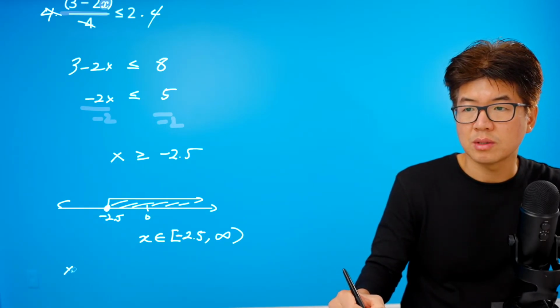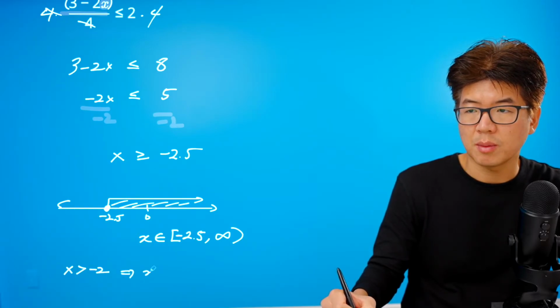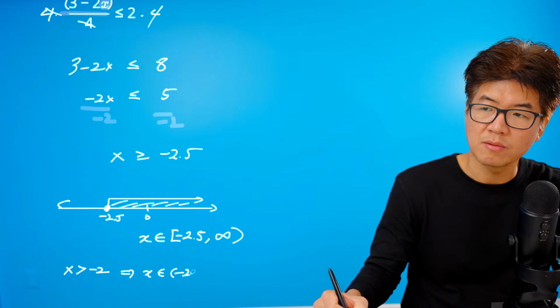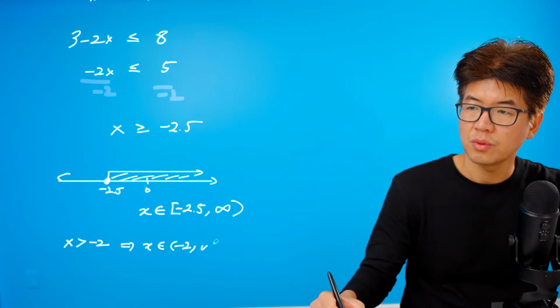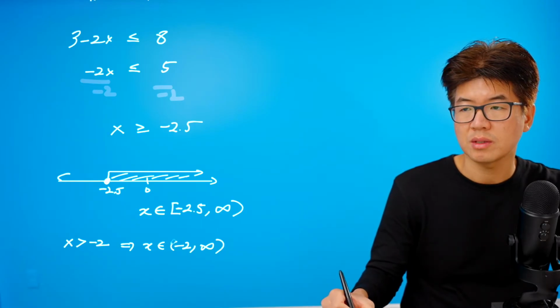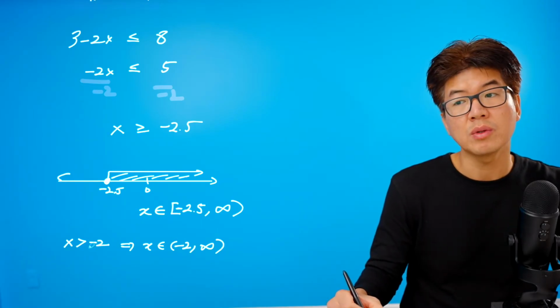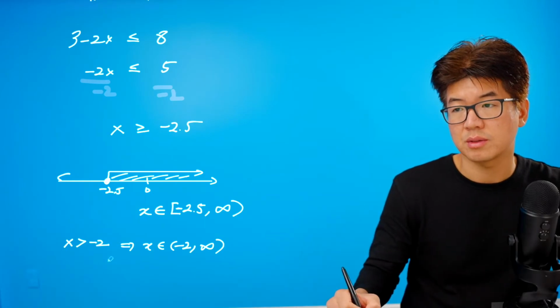Suppose the answer was x is greater than -2, then that can be written as the following: round bracket -2 to infinity. This round bracket means don't include -2, but include everything else.